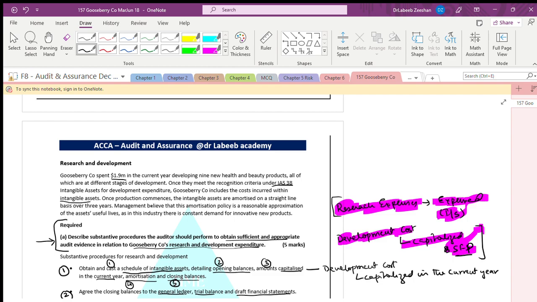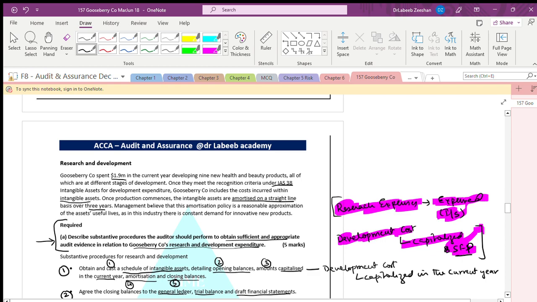1.9 million. This 1.9 million, how they have spent it, how much is on the research and how much is for the development. Classification has to be done in detail, clearly. And once production commences, when will we start production? We will start production once the development has been completed. The intangible assets will be amortized on a straight line basis over the period of, they say that the life of the product is 3 years.